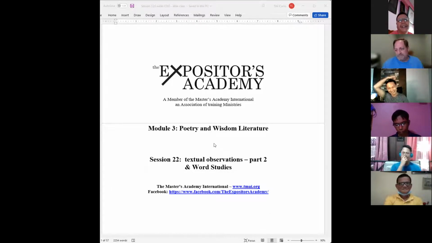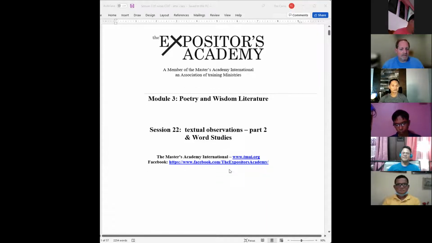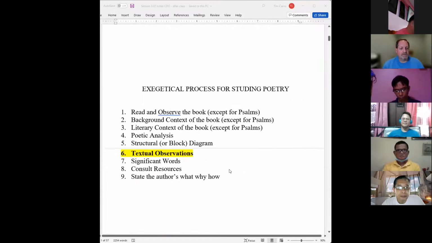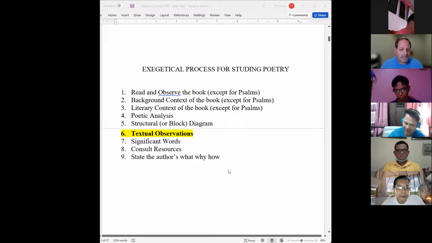Now, we'll just try to finish our discussion of the textual observations and go to the next step, review word studies a little bit, okay? So with that, part of this will be just a quick review of the last time we met.